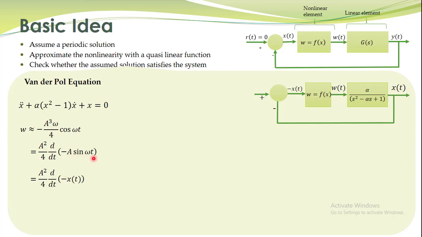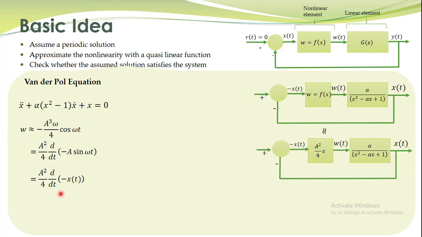This was the assumed solution x of t. What is its meaning? Its meaning is over here. W of s will be this thing multiplied by minus x of s. That is, this diagram is approximately equal to this diagram. Where is the approximation? Why have we written it to be approximately equal to this thing? Because here higher order harmonics are omitted, these are ignored. These two diagrams are not exactly equal, these are approximately equal.